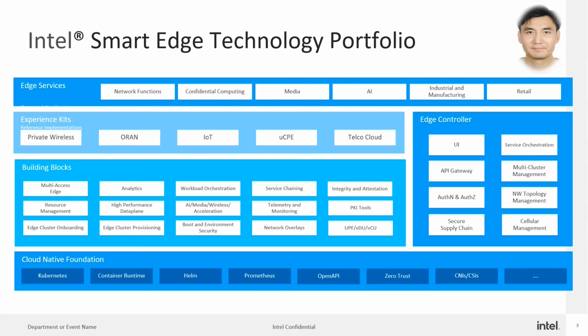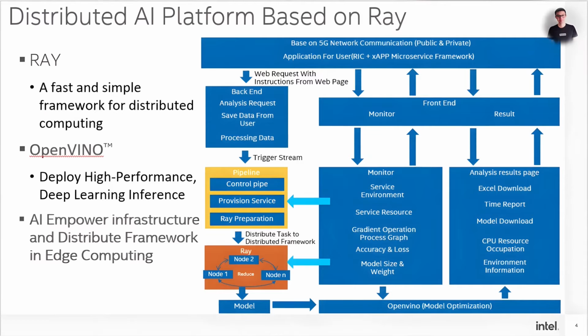Some of the top use cases include cloud-native 5G radio access networks, 5G user plane function, SD-WAN, and various MEC applications utilizing AI and media. This page shows a distributed AI platform based on Ray. What are Ray and OpenVINO?